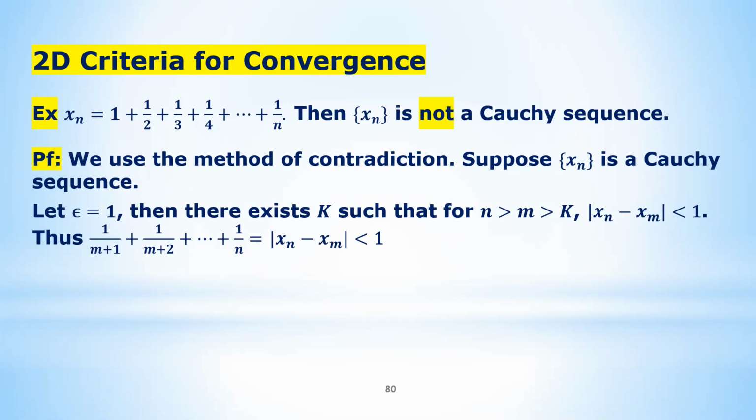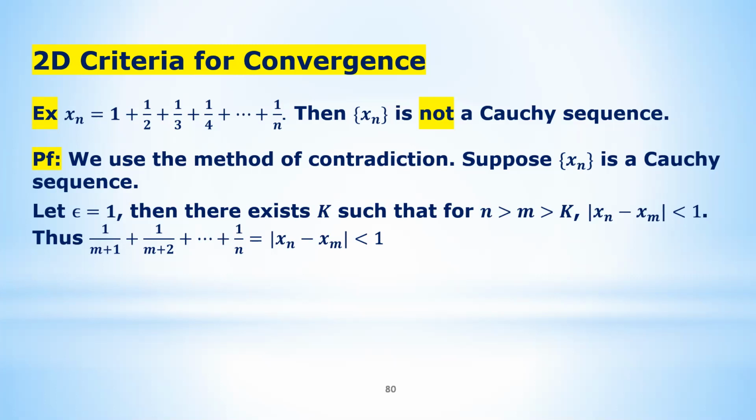So such a k always exists. Again, let's assume that you have two indices n and m, both greater than k, and I also assume that n is greater than m. Then, just like in the previous example, if you subtract, you can see that you are only getting the remainder. So you have 1 over n plus 1, plus 1 over n plus 2, all the way to 1 over n, which is of course equal to x_n minus x_m, which is less than 1.